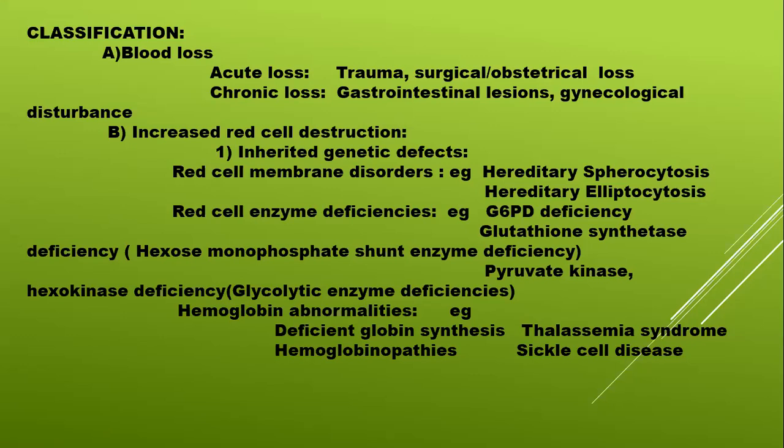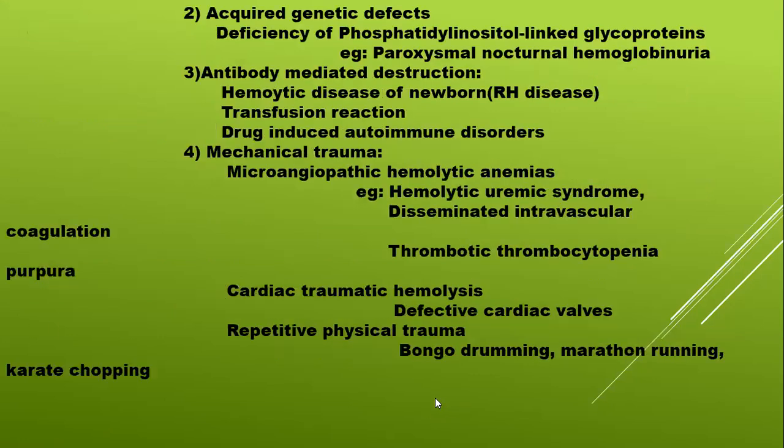Third thing is hemoglobin abnormalities. Number 1, the first thing is deficient globin synthesis or quantitative defects of globin. Example is thalassemia syndrome. And second thing is hemoglobinopathies. Here is qualitative defect of hemoglobin. And the example is sickle cell disease.